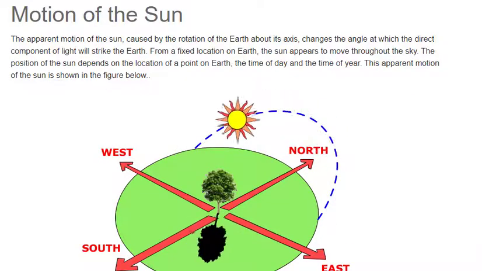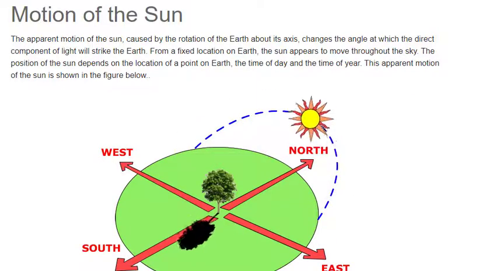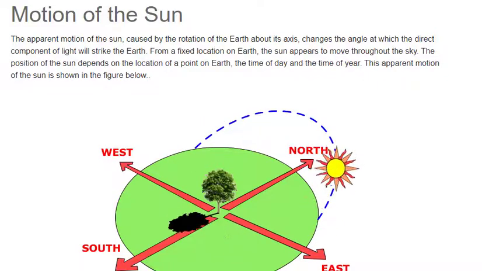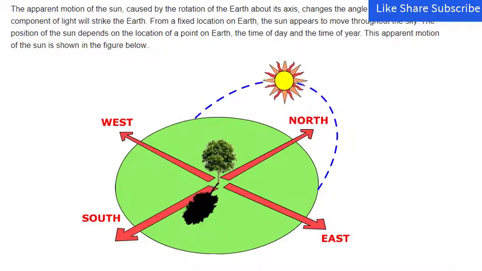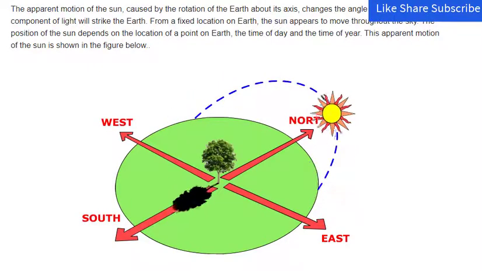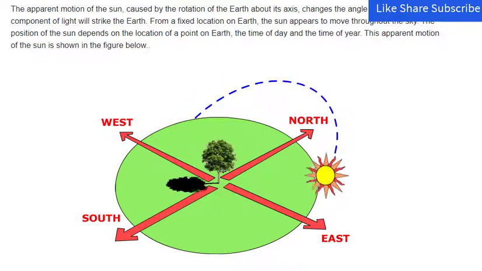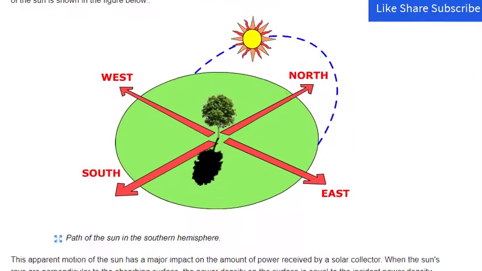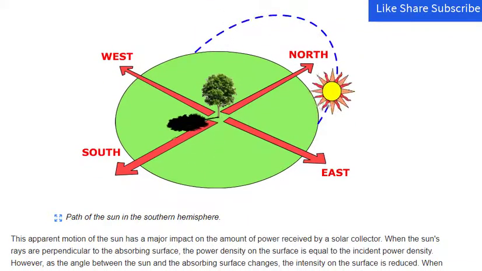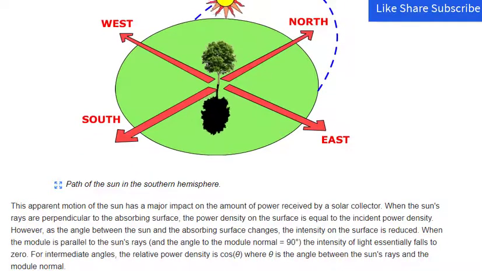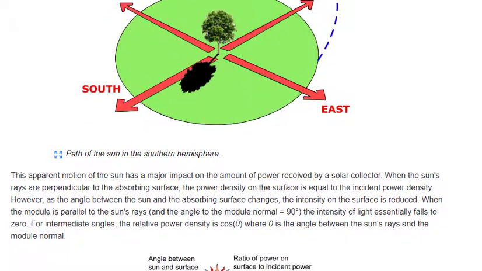Let's start. Motion of the Sun. The apparent motion of the Sun, caused by the rotation of the Earth about its axis, changes the angle at which the direct component of light will strike the Earth. From a fixed location on Earth, the Sun appears to move throughout the sky. The position of the Sun depends on the location of a point on Earth, the time of day and the time of year. This apparent motion of the Sun is shown in the figure below.